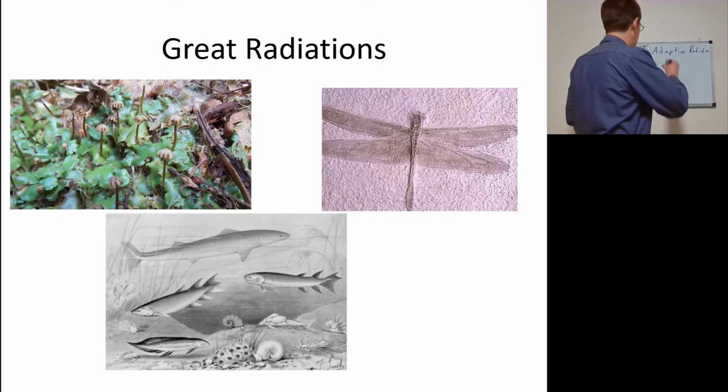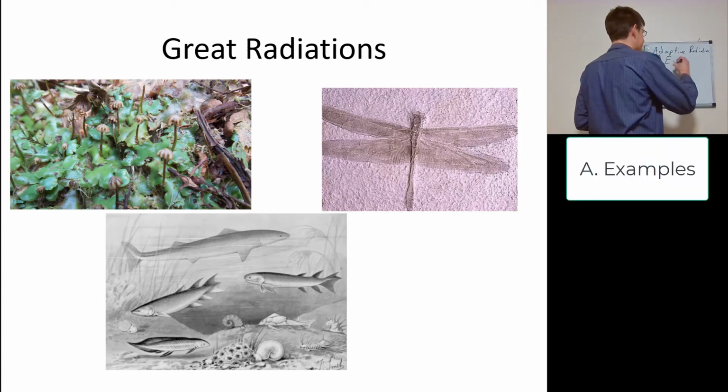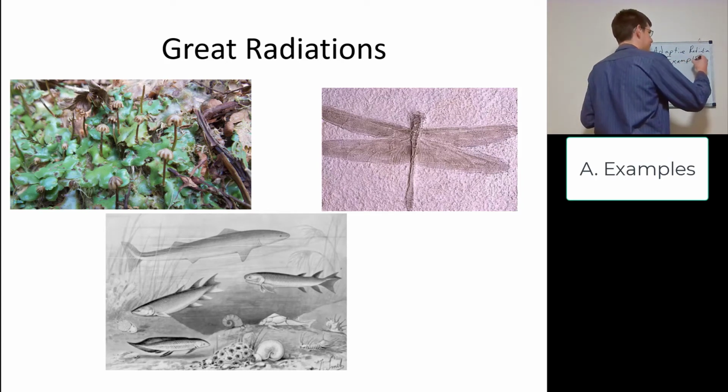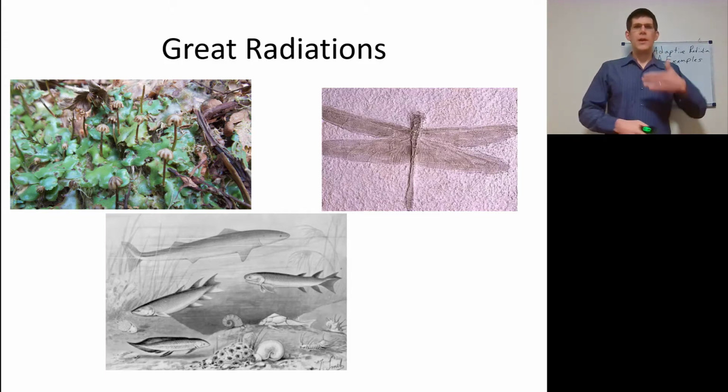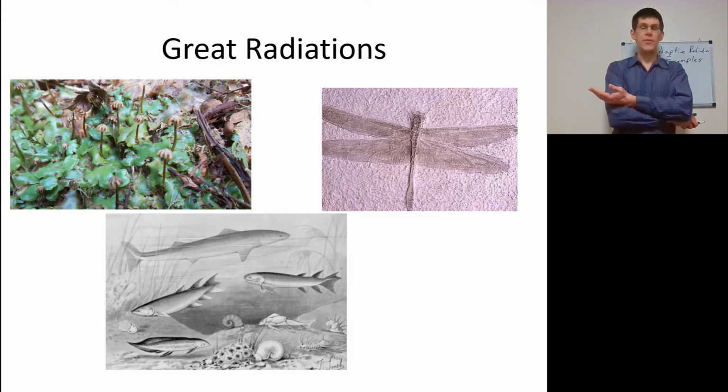Some examples of great radiations. Perhaps one of the best ones is the plants coming to land. Now we have some plants here. These are the relatively unimpressive liverworts. And what they can do that previous plants couldn't do is, well, there were no previous plants. They were just some sort of algae. These plants have a cuticle. These plants can go on land.